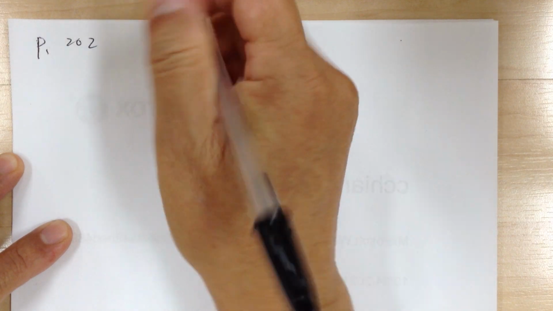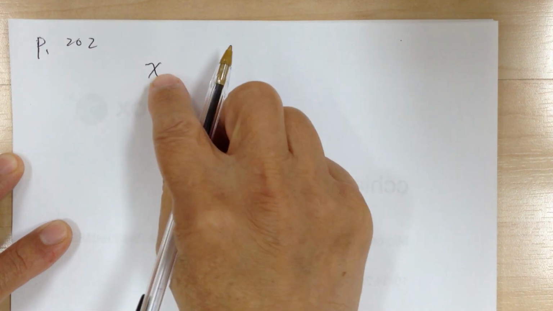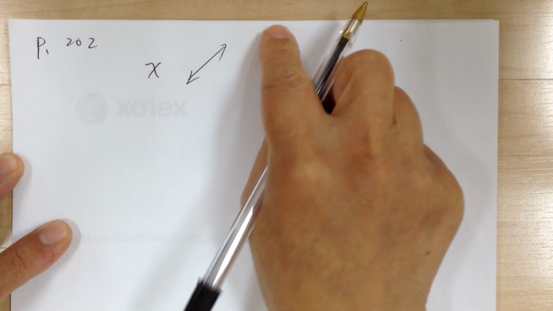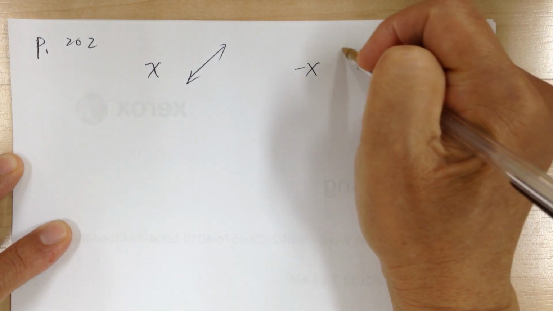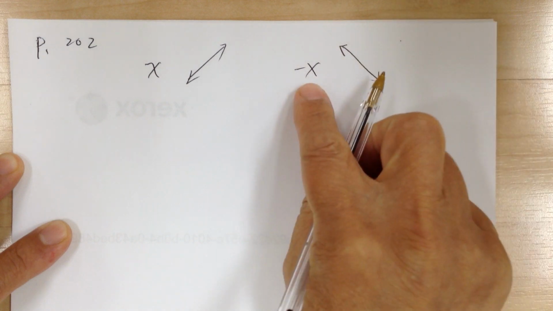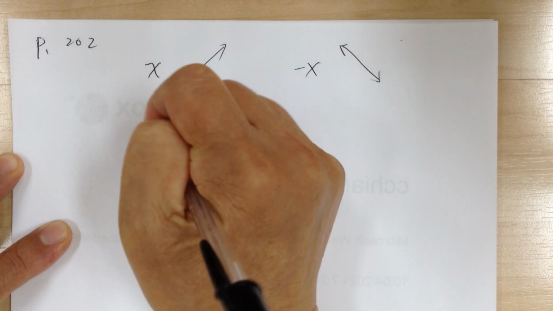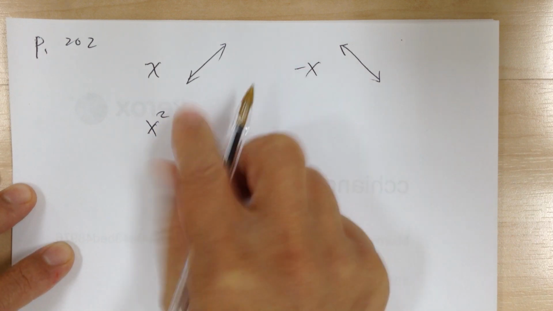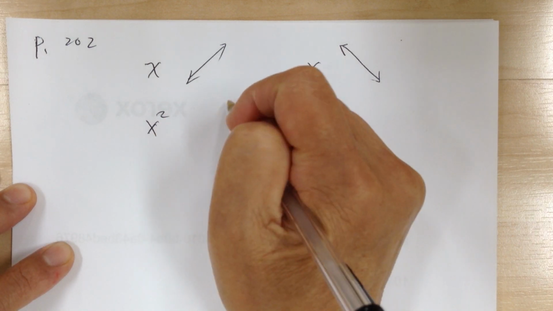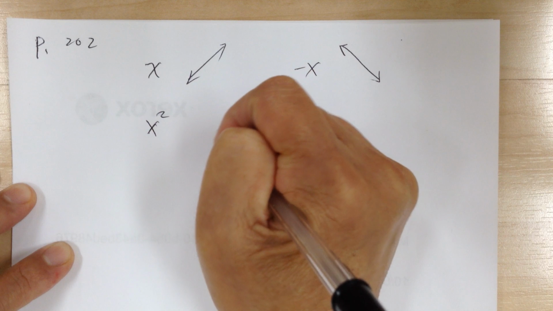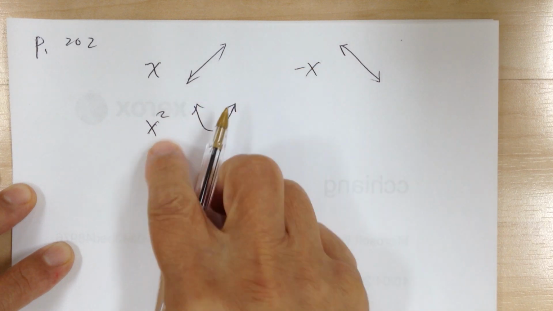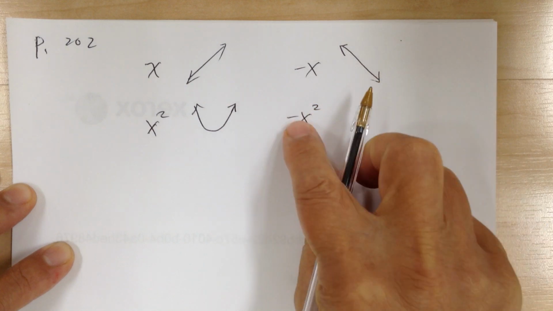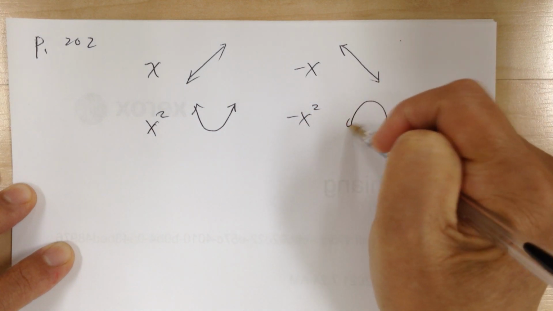So if the highest degree is x, then the graph is going to look like this. It's going to go up. If it's negative x, then the graph is going to look something like this. Now, if I have x squared, every additional degree is going to have additional directions. So this is going to look something like this. Again, if it's positive, it's going to point up. If it's negative, it's going to point down.